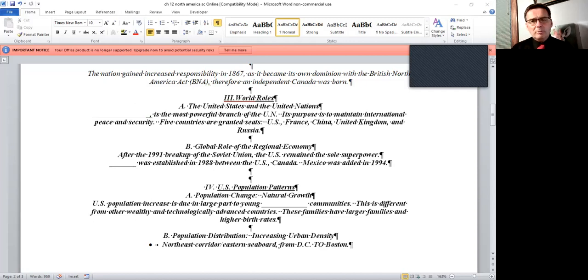What is our responsibility as a superpower, maybe even the lone superpower, and our wealth, our standard of living? How has that affected us? Something to ponder. NAFTA, the North American Free Trade Agreement.